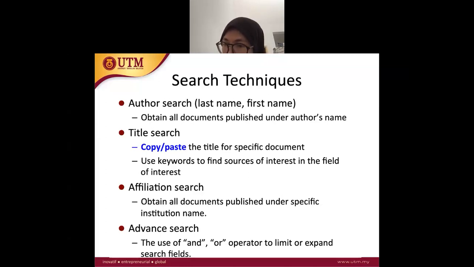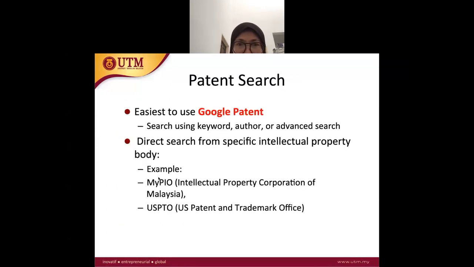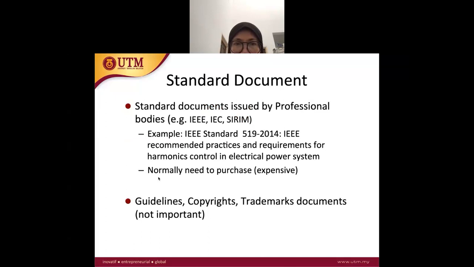In Scopus, for example, there are many methods. You can go for the name of the authors, the title of the paper, and also the ISSN. Just copy it and then you can get the list of papers. So that is the search technique. I believe that all of you already know the search technique. All right, patent search.